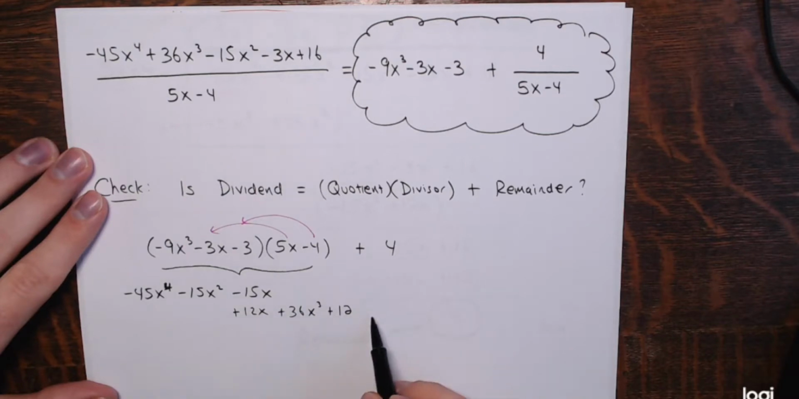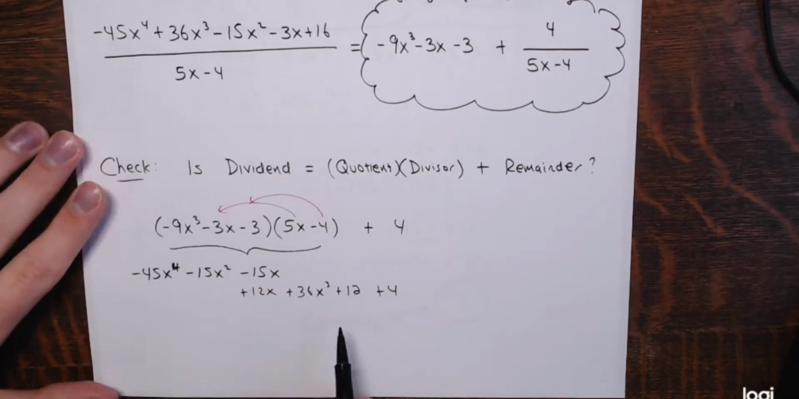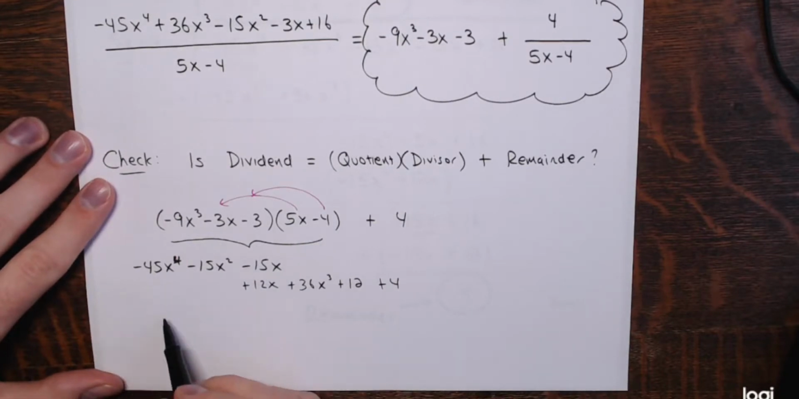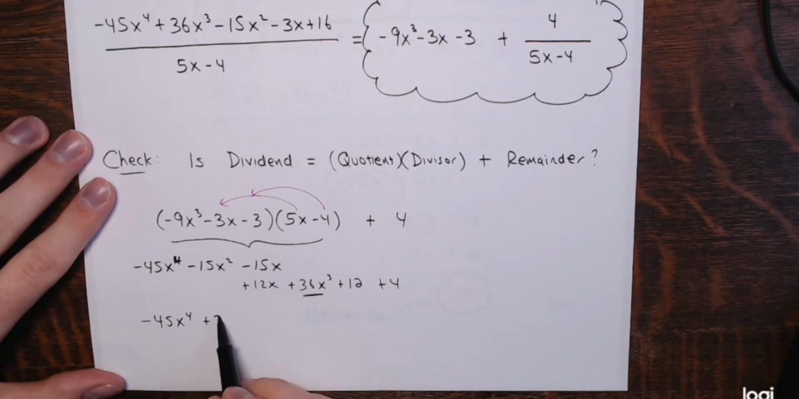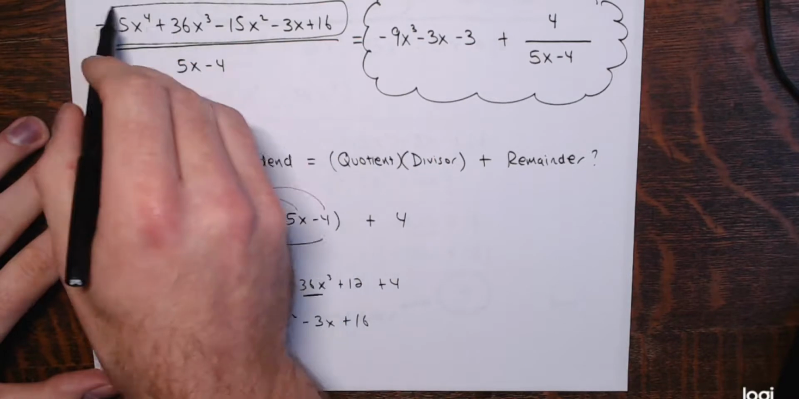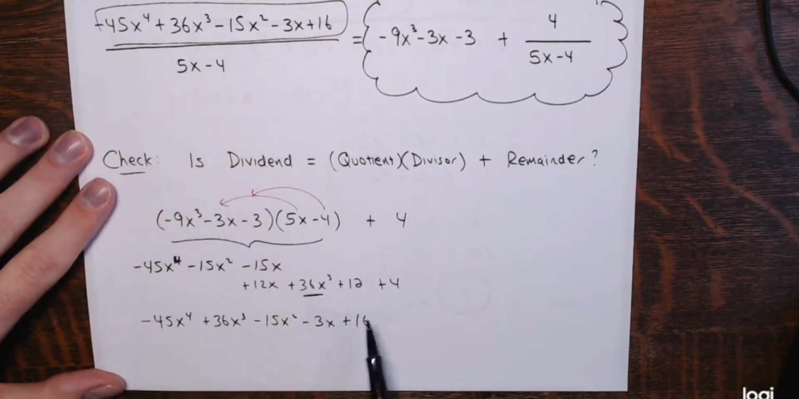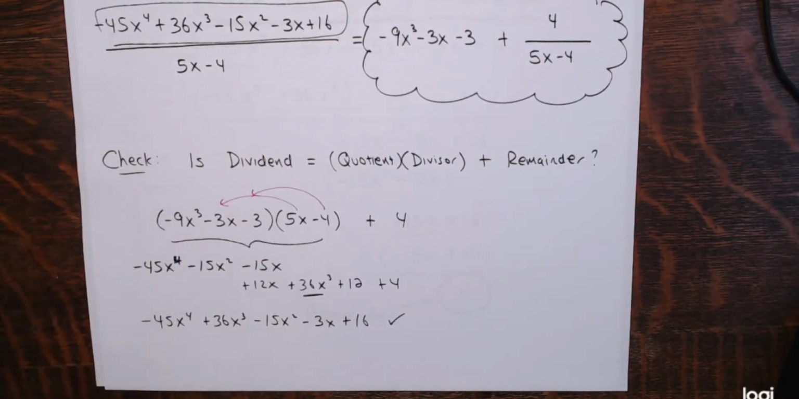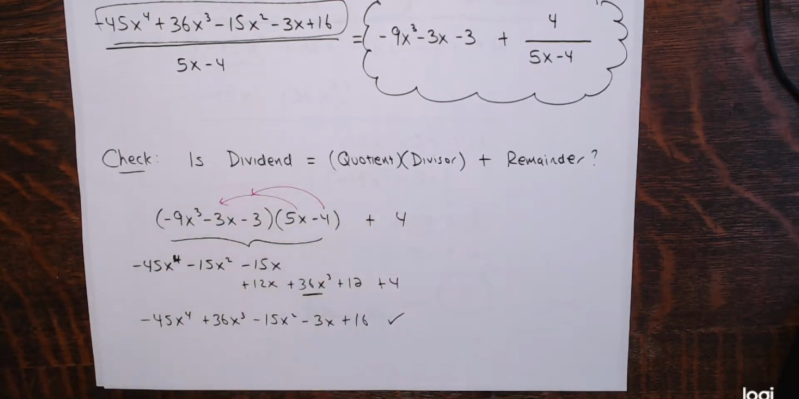But then don't forget we have plus 4 at the end, and putting all these together, combining like terms and putting them in descending order, we have negative 45x to the 4th plus 36x cubed minus 15x squared. Putting the x's together, we get minus 3x, and putting the constants together, we get plus 16. And look, that is exactly the same as the dividend. There was the dividend, that numerator polynomial. It's exactly the same. Yes, check. The dividend is the quotient times the divisor plus the remainder that I got. So my quotient and remainder are proper.